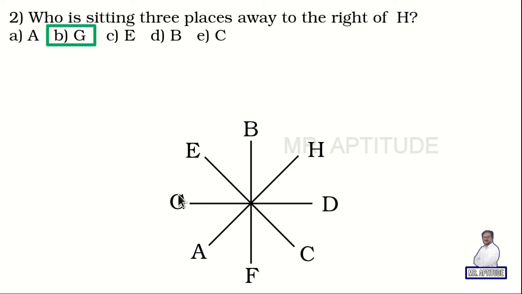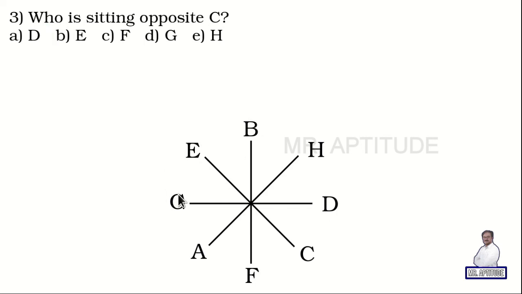Now let us look at the third question. Who is sitting opposite C? As it's C, C and E are sitting opposite one another. So opposite to C is E. And it's option B.